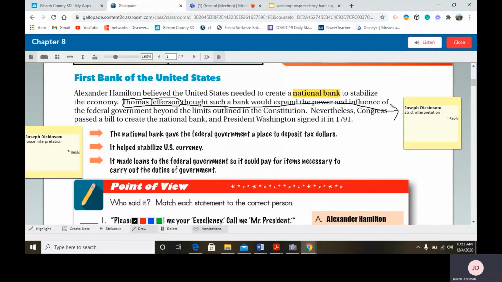All right, so even though they've got different interpretations of the Constitution, Congress is going to pass it because Hamilton is able to persuade people in Congress to vote for it because they know that we're in so much debt and we need this money. So they make it happen.